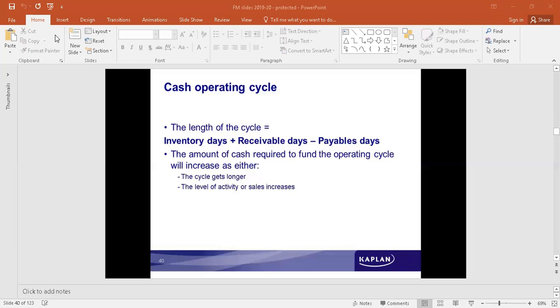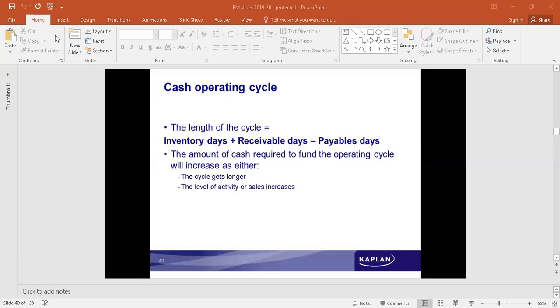The amount of cash required to fund the operating cycle will increase as the cycle gets longer. If it takes a longer period of time for them to get back the cash, they will be held tight, the cash will not be available because it's taking a lot of time to receive it in the form of cash. So if it is taking a lot of time to get the cash, then during that period their requirement for cash will increase.